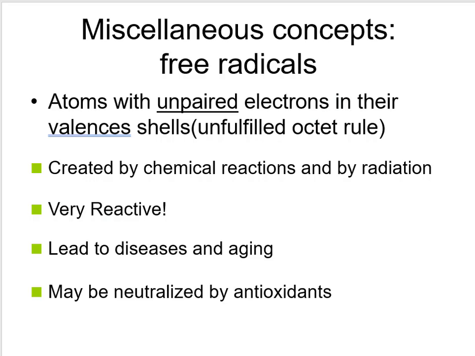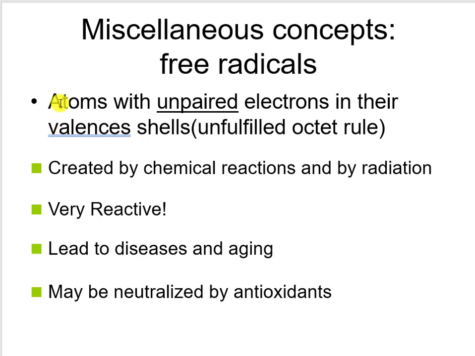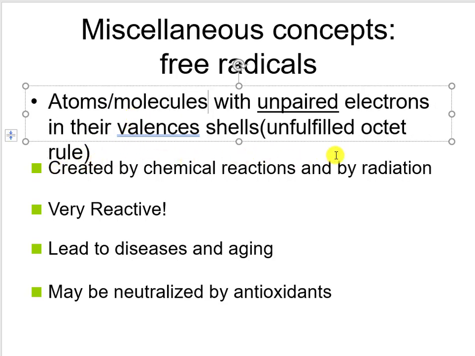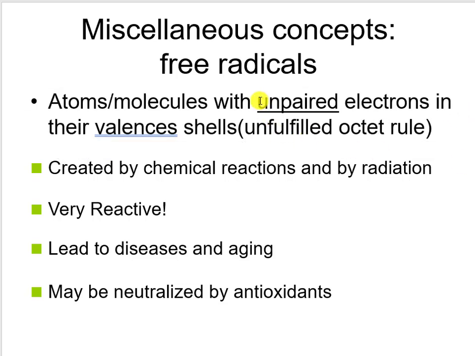Okay, the first is a free radical. You may have heard of free radicals. Free radicals realistically are just atoms or molecules with unpaired electrons in their valence shells. That is a very common definition of it. Now you might be saying to yourself, unpaired electrons, wait, what does that mean? There's more to it, but for our purposes, for what we do in Bio 141 and Bio 142, we're just going to say we really mean an atom or molecule where there is an unfulfilled octet rule.